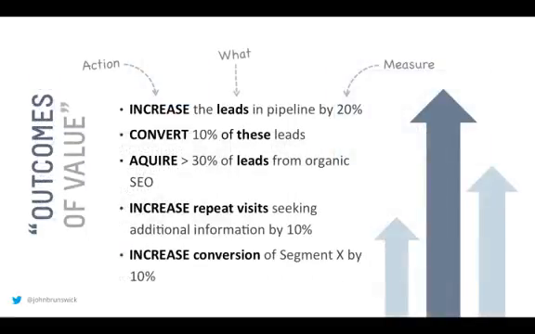Here's an example of some things that we could call outcomes of value. We think about what's the action, what does it pertain to, and what's our measure. If you can't take your analytics and apply some terms like this to them, you're going to have a lot of trouble truly understanding how to adjust your experience for users without this type of guidance.